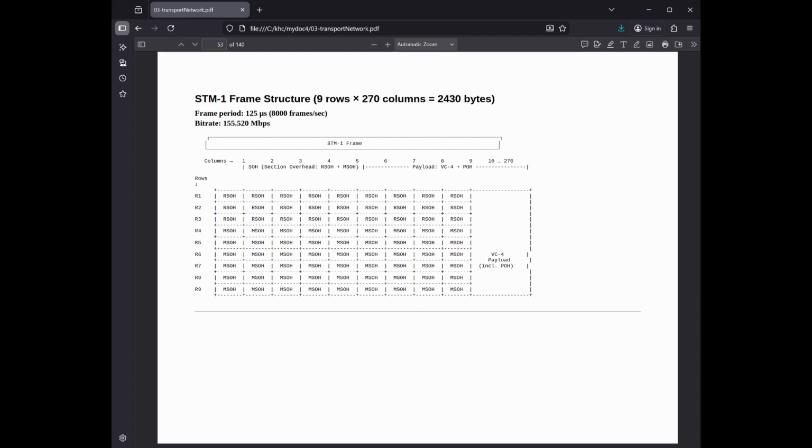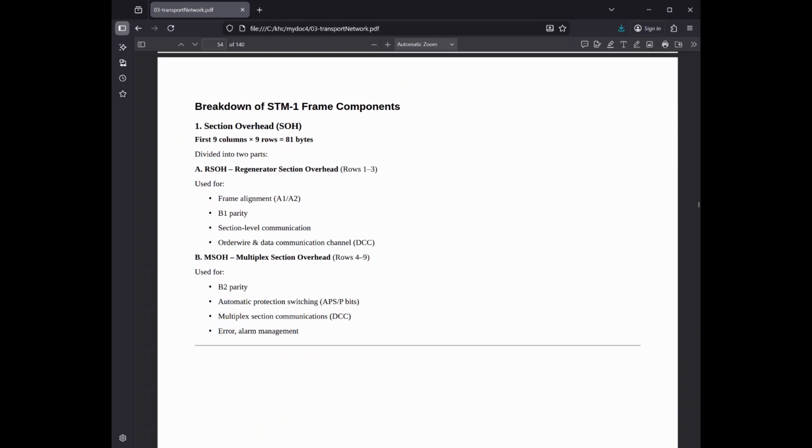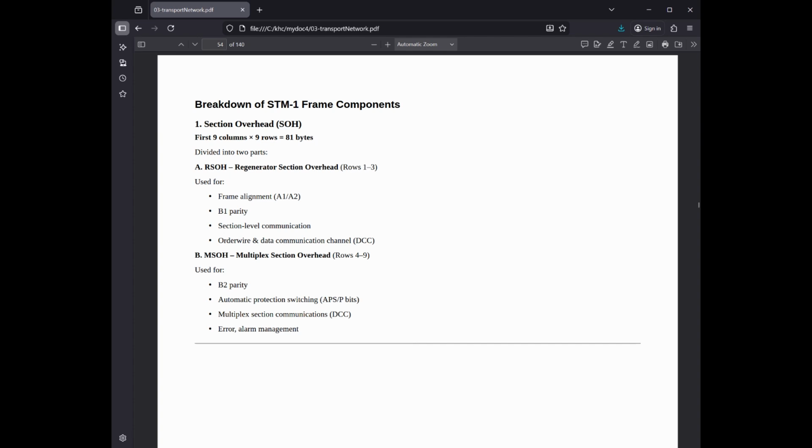Total bitrate. Orientation: the bits are transmitted row by row, from top to bottom and left to right. The section overhead: the first 9 columns of the frame are reserved for management. This is split into 2 distinct parts by the pointer row. RSOH, regenerator section overhead, location: rows 1 to 3, columns 1 to 9.